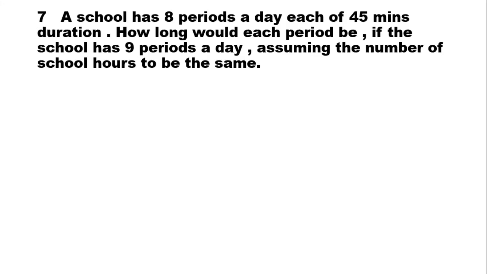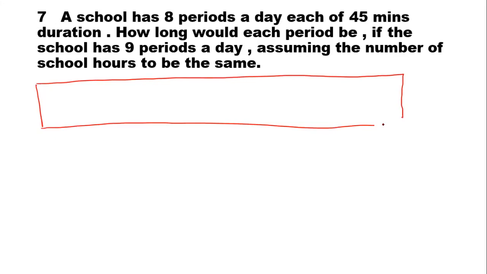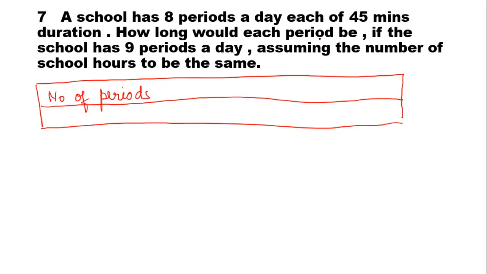A school has 8 periods a day, each of 45 minutes. Okay. A period is of 45 minutes. So the variables are the number of periods and the duration of a period.